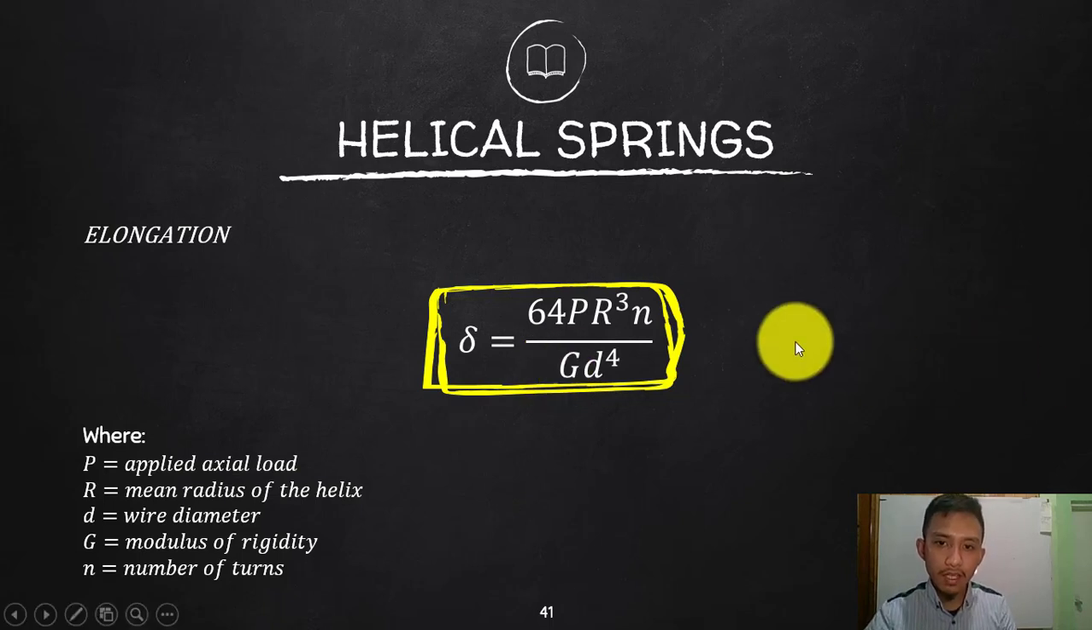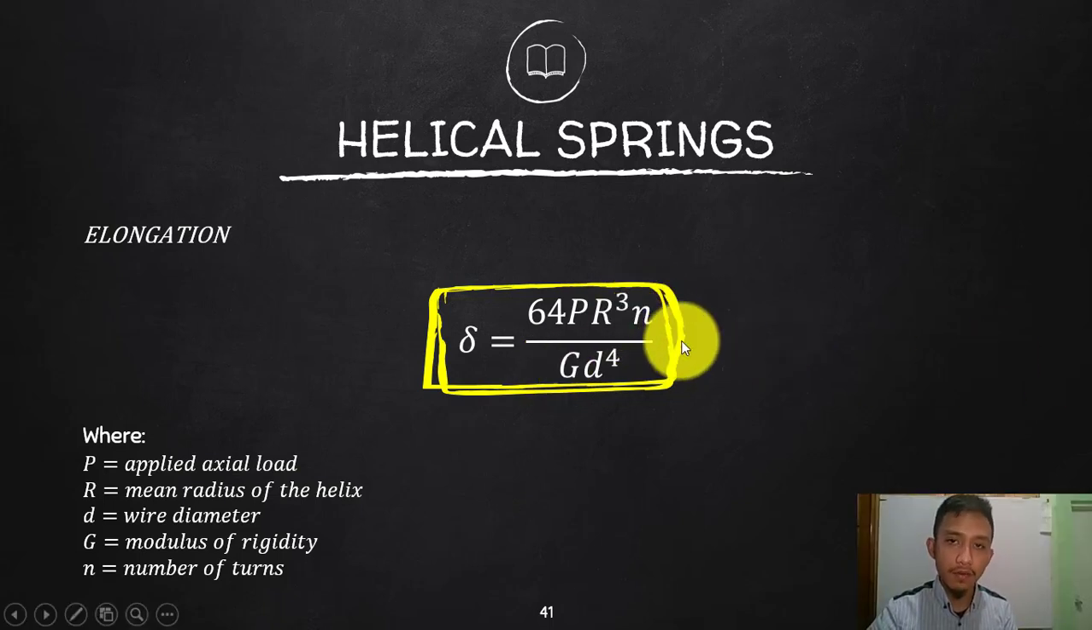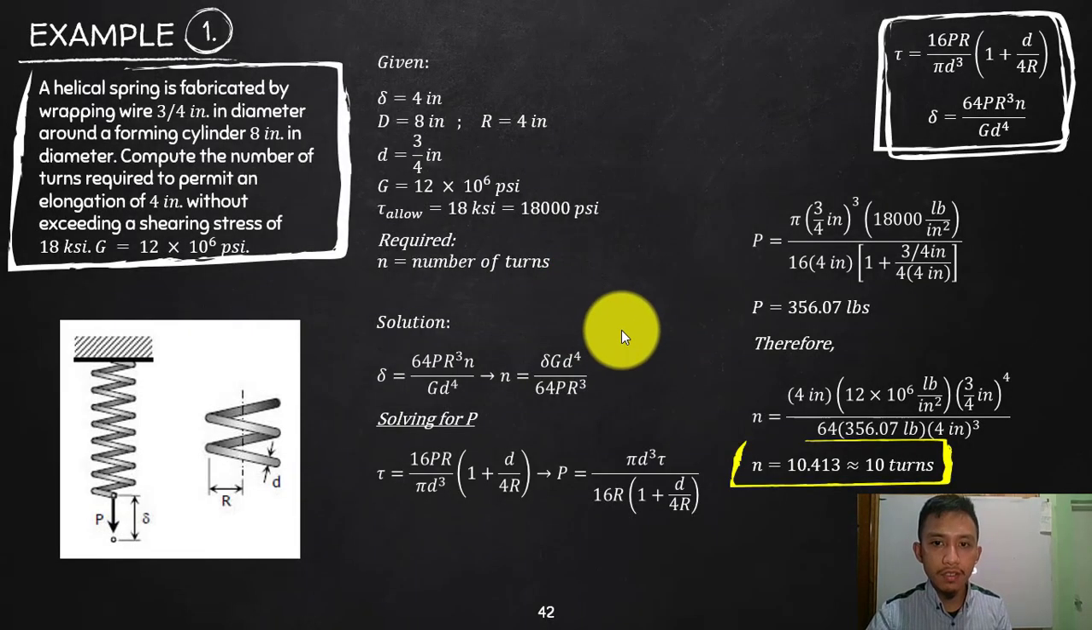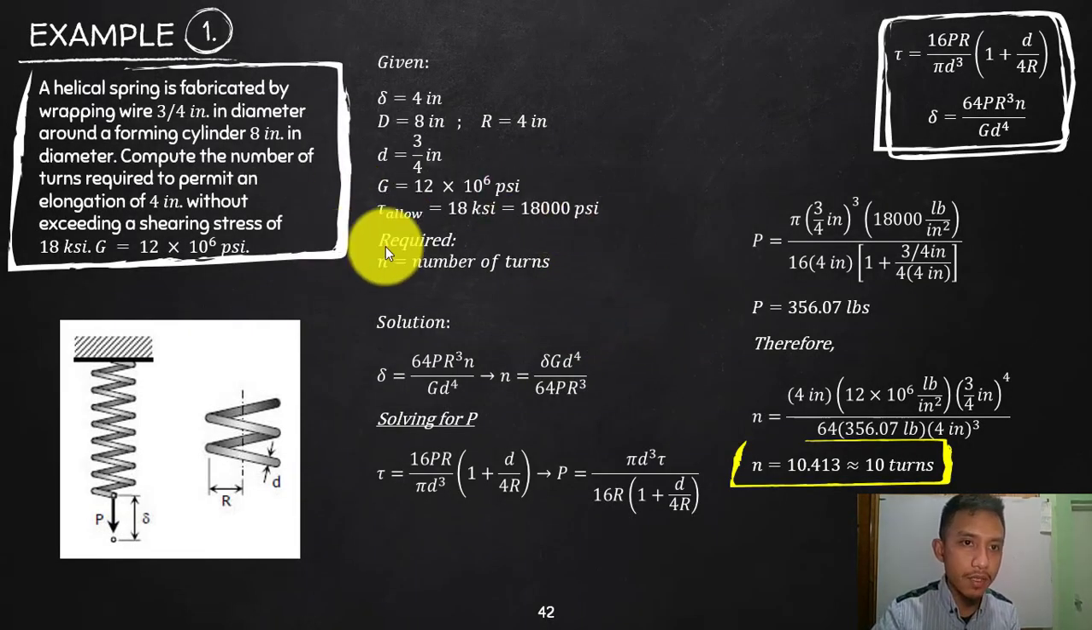So again, the number of turns will reduce the stiffness of our spring. So the bigger the n, the bigger the deformation. So let's have an example.